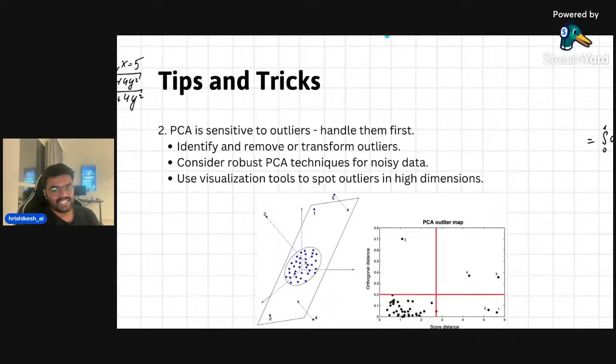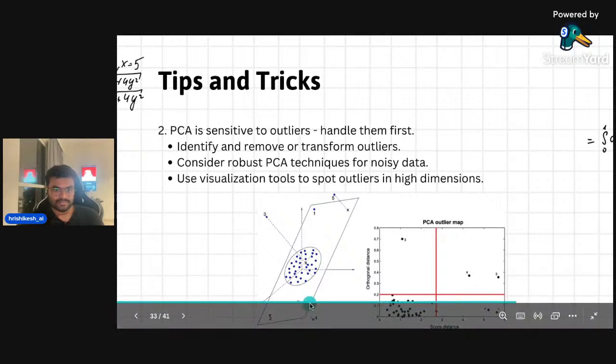Second thing: PCA is sensitive to outliers, so it's very important to handle them first, because we are talking about variance, and the distribution. While talking about variance, we are talking about the dispersion of the data. So it's important to identify and remove or transform the outliers, and consider a robust PCA technique if there is noisy data. And the major thing is that visualization tools help us understand the outliers.